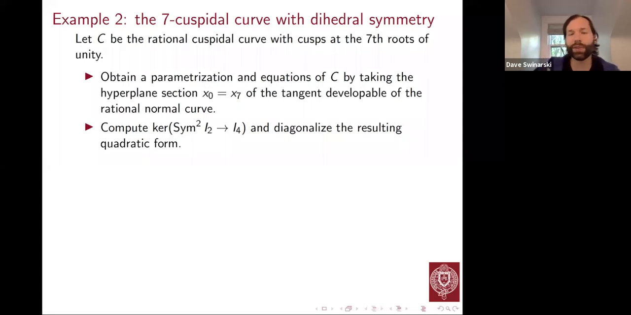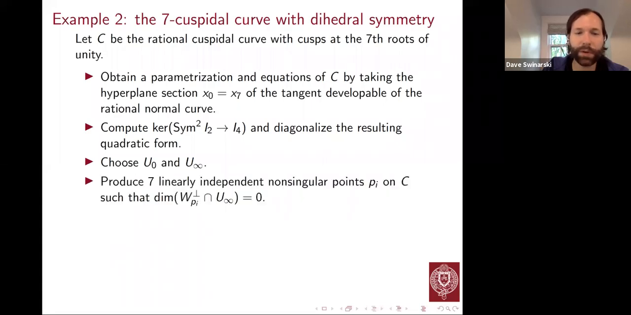I get the equations, I compute the quadratic form, I can diagonalize it. I use the same U0 and U infinity that I used before. This time around, I don't think the dihedral group is enough to just pin down the hyperplanes I'm looking for using representation theory. So I took a different strategy.